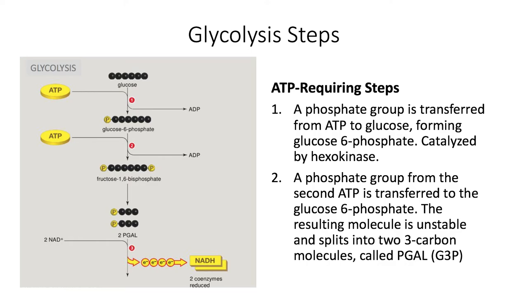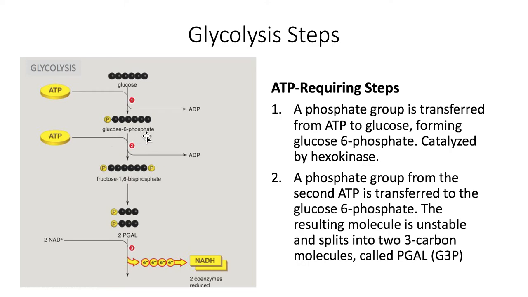So in the beginning, we need an ATP, and a phosphate group from that ATP is transferred to our glucose. Here's our glucose, which is our sugar, and we add a phosphate group from ATP to that glucose, and we form something known as glucose 6-phosphate. So that's our first step.